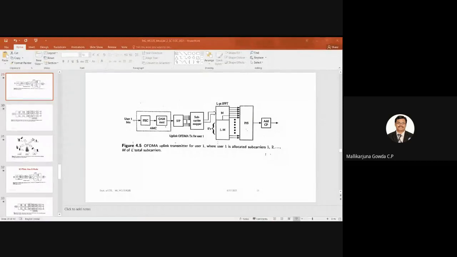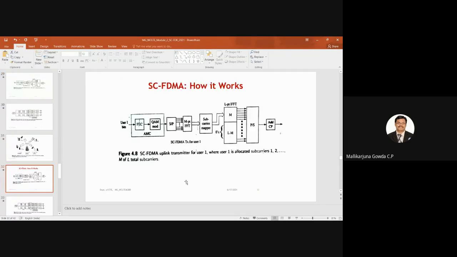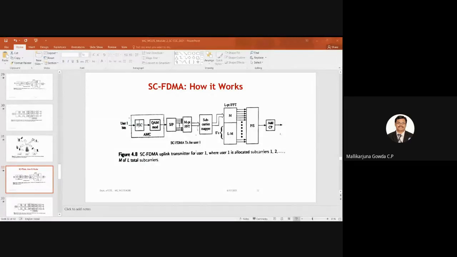So now looking at that diagram and this diagram, is it possible to say what block is added or removed in case of SC-FDMA? Yes, I want a response. So in SC-FDMA an FFT block is added. As Sonali has rightly pointed out, in case of SC-FDMA the N-point FFT block has been added, right? When compared to OFDMA, the complexity of SC-FDMA, no doubt, will be more because there will be an additional block, which is the N-point FFT. So only this block is added.